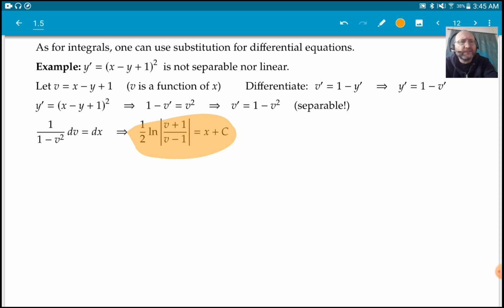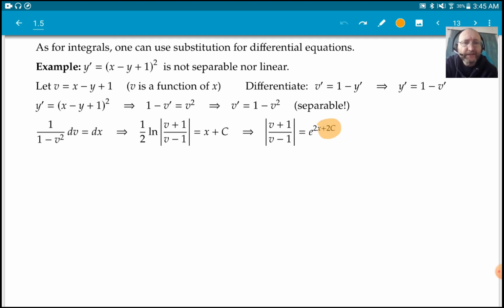Okay, well, we have to do something to simplify. So we multiply by 2 to get rid of the 1/2. And then we take the exponential, and we get this. Now, over here, if you look at the plus 2c, that's basically just like multiplying the whole right-hand side by e to the 2c, which is really just an arbitrary constant. That's the constant of integration here.